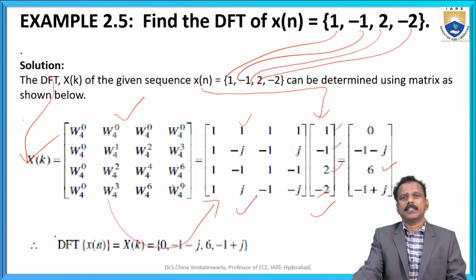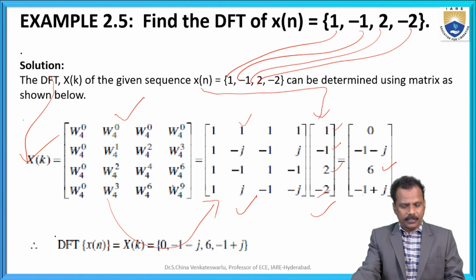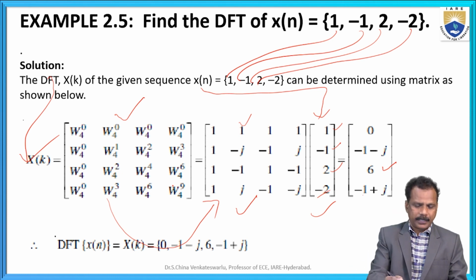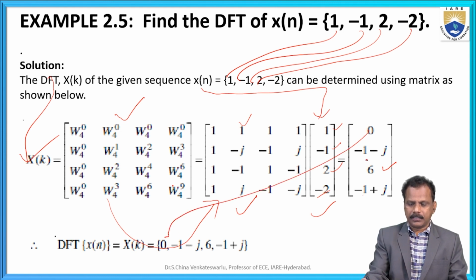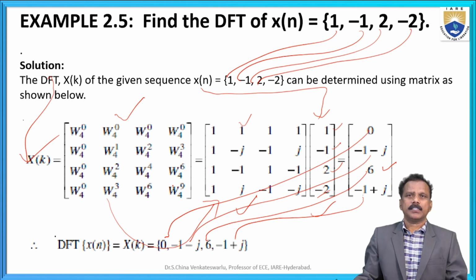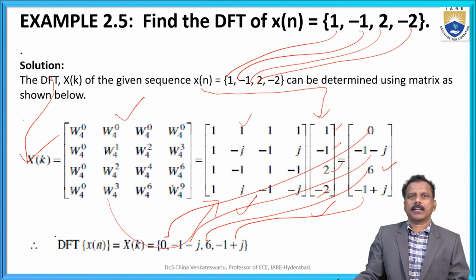That is therefore the discrete Fourier transform. The DFT of x of n is x of k: 0, minus 1, minus j, and 6, minus 1 plus j. Like this, we have to determine the DFT x of k of the given sequence x of n is equal to 1, minus 1, 2, minus 2.